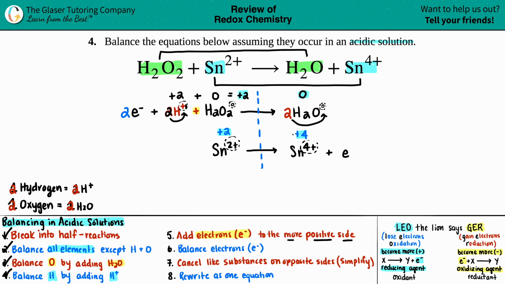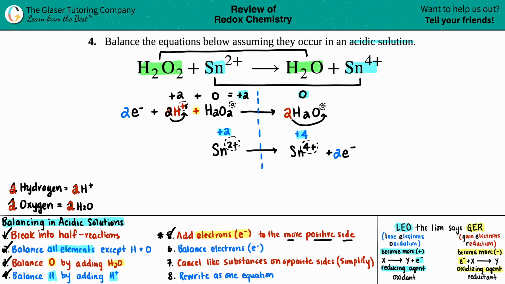But how many? Well, think of that number line again. From a 4 to a 2, I need 2 jumps. So 2 e minus. And now number 5 is done. Number 5 is a special step because once you do this step, you can automatically determine who is the oxidant and who is the reductant. So the oxidant, just know that the oxidant and the reducing agent mean the same exact thing.